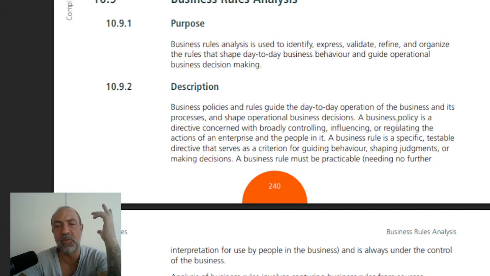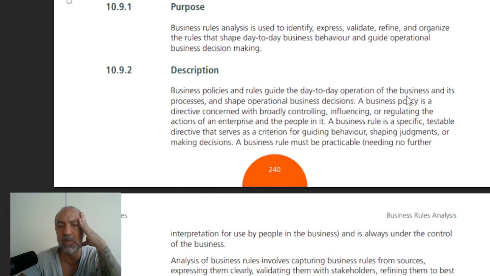So let's go for the description. Business policies and rules guide the day-to-day operations of the businesses and its processes. They shape operational business decisions. A business policy is a directive concerned with broadly controlling, influencing, and regulating the actions of an enterprise and the people in it. At one point I got lost. Let me go back. Business policies and rules guide the day-to-day operations, okay, we mentioned that in the purpose, of the business and its processes, okay, they shape operational business decisions.